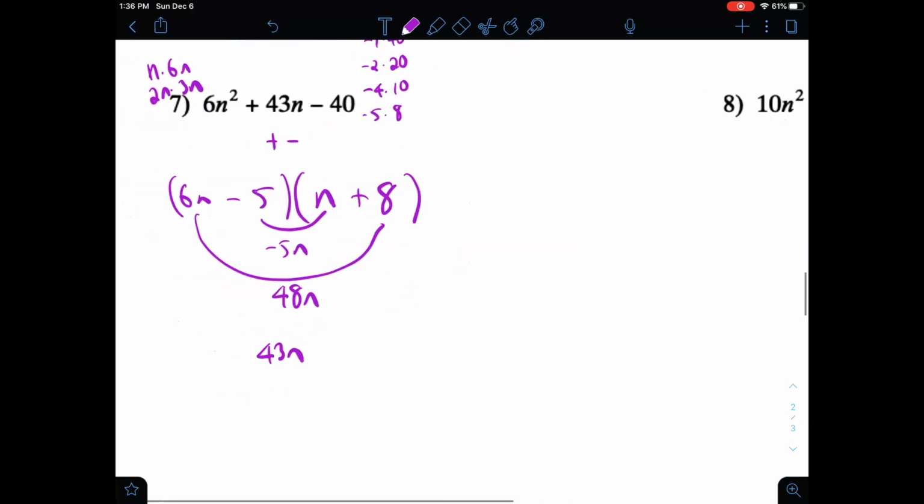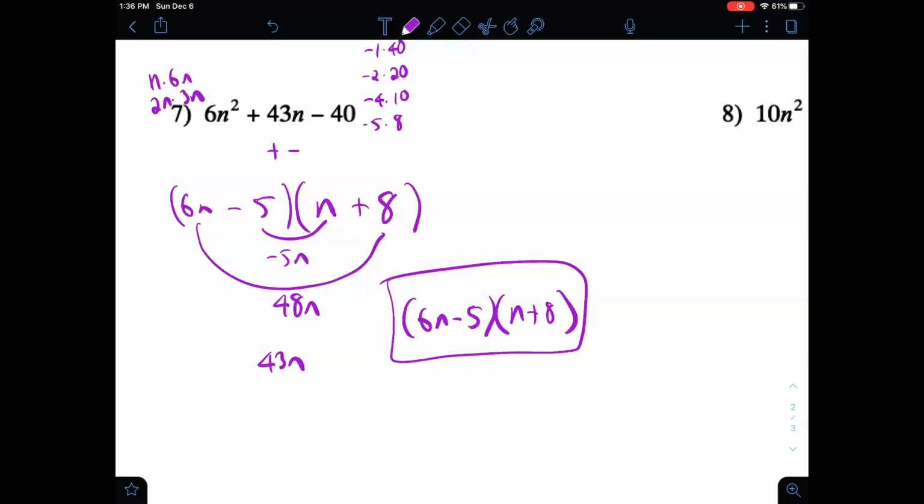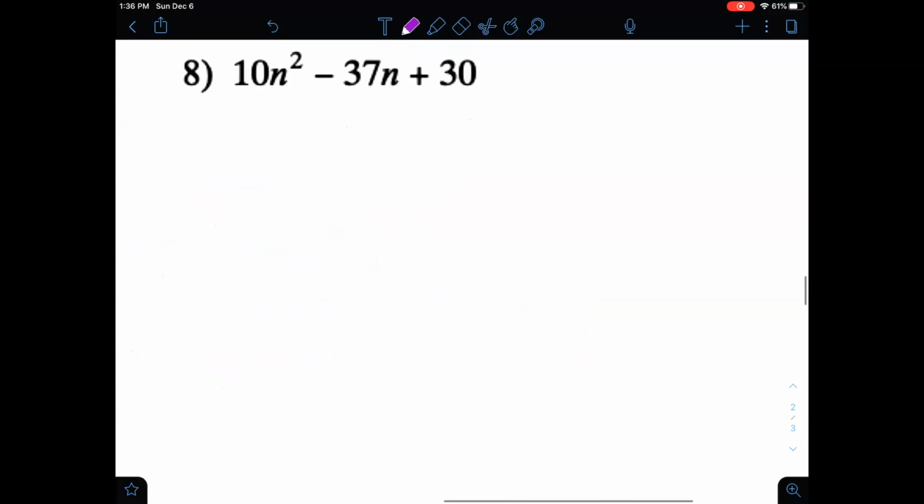And so, like I said, it's guess and check. There's not really a good way to solve this faster. You have to see the patterns and just be good at guessing and seeing what numbers are going to work. But this is the correct answer here: 6n minus 5 times n plus 8. All right, last one, number 8.